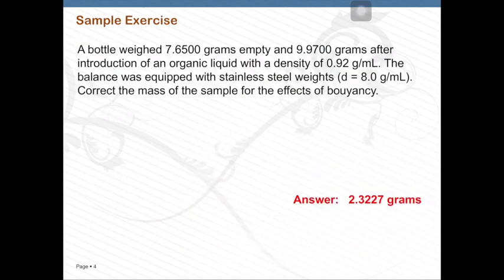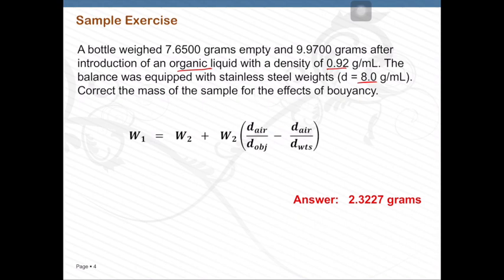An example given here is a bottle weighing 7.6500 grams empty, 9.9700 grams after introduction of an organic liquid with a density of 0.9 grams per ml. Take note, this liquid has a very low density. The balance was equipped with stainless steel weights having this density. The question here is, correct the mass of the sample for the effects of buoyancy. So the answer is 2.322 grams.